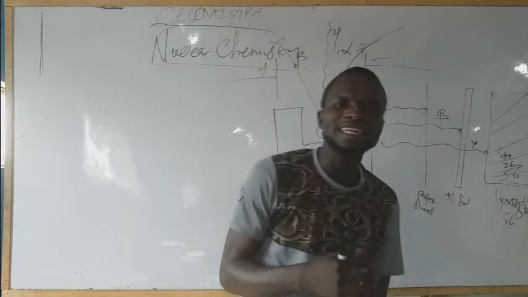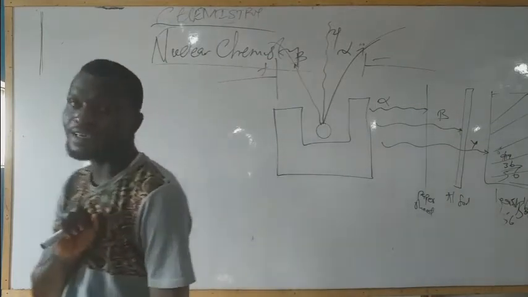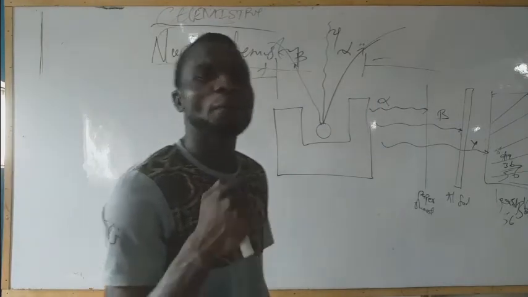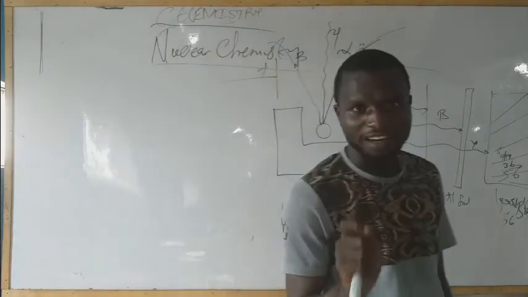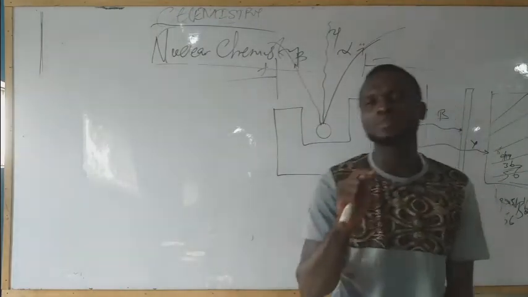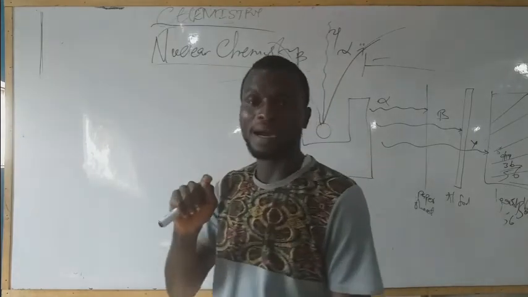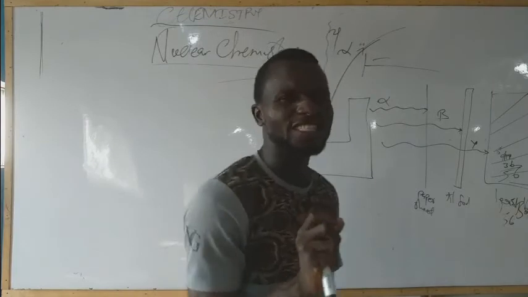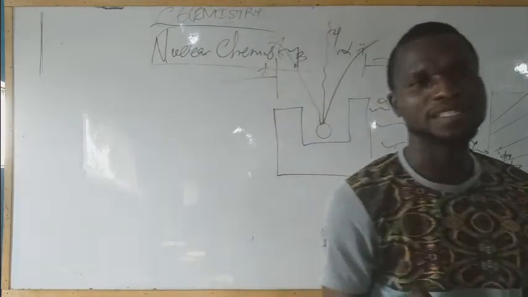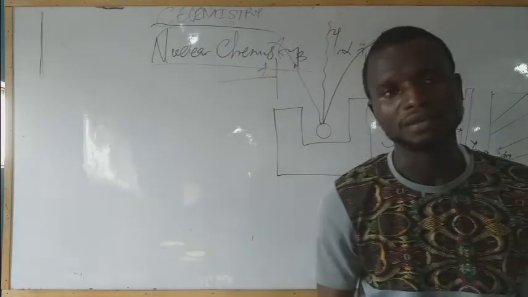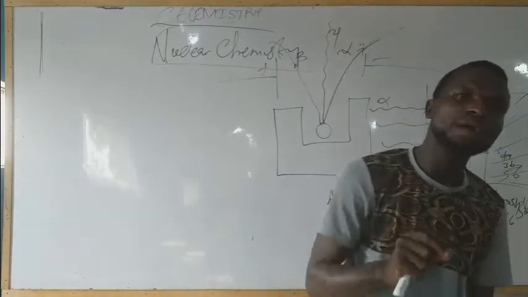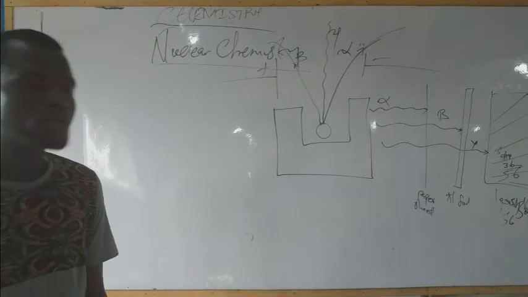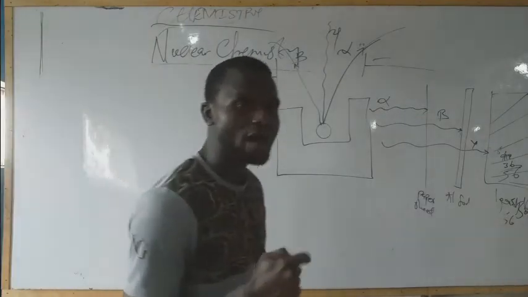Now in alpha decay, there is a simple way to know an element that undergoes alpha decay. Alpha decay is exhibited by heavy elements. In general, elements with atomic number greater than 82, that is elements heavier than lead, as well as a few lighter elements, exhibit alpha decay. So in a nutshell, any element whose atomic number is above that of lead always undergoes alpha decay.